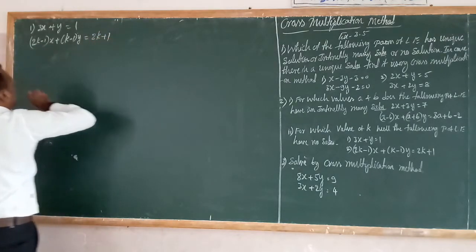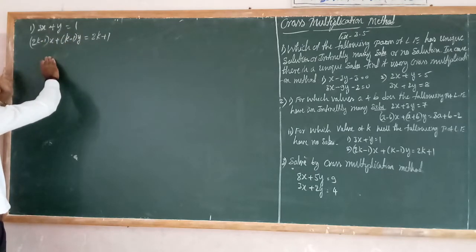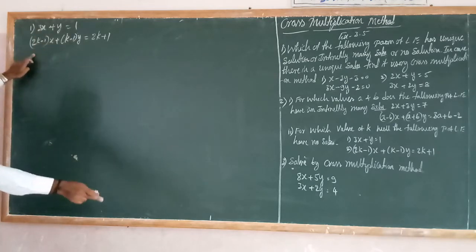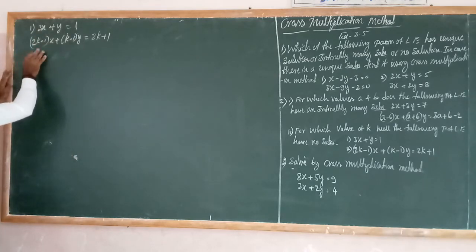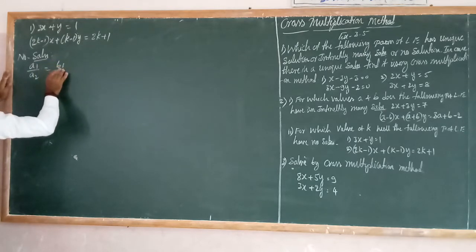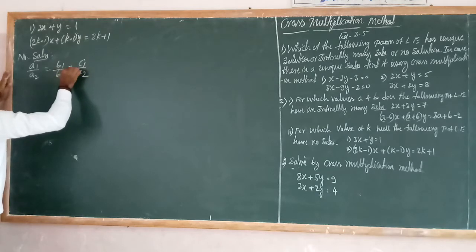First, you don't need to send the RHS to the LHS, because these two pairs of linear equations have no solutions. No solutions means the ratio A1 by A2 is equal to B1 by B2, but is not equal to C1 by C2. Yes or no?